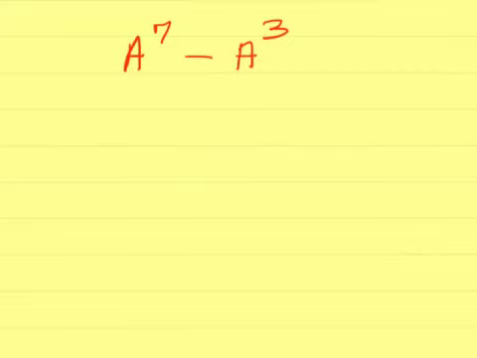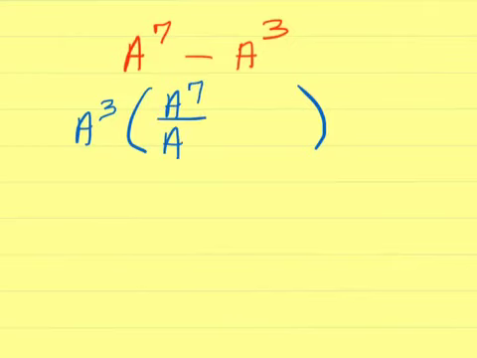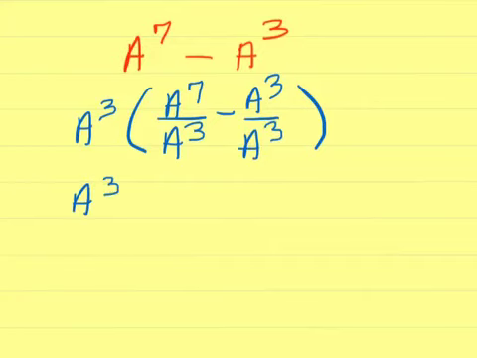The solution here for the practice problem, you can take out a to the third from both items. So divide both of those by a to the third and then go back and simplify. That would give you a to the fourth minus 1 on the inside.